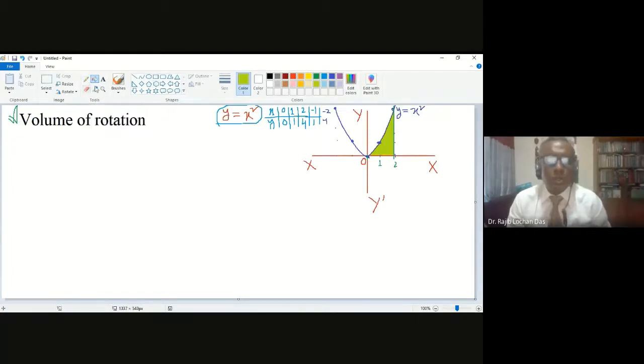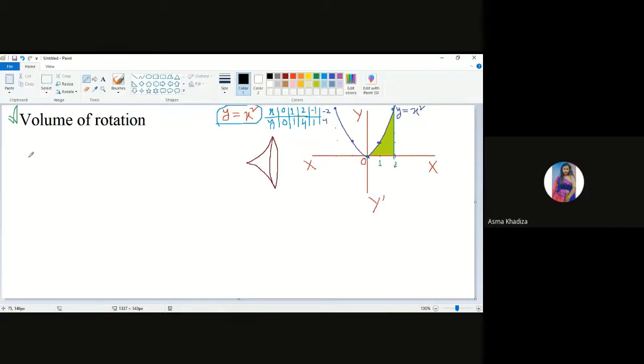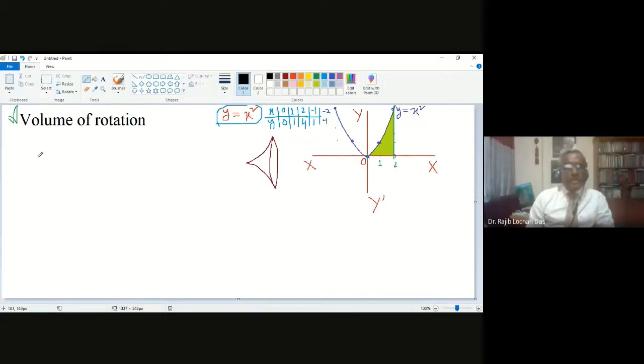So if you really rotate this, what will be the shape? The shape will be something like this. A 3D shape. Okay, you got my point? Do you understand this shape? Clear? So what will be the volume of that shape?